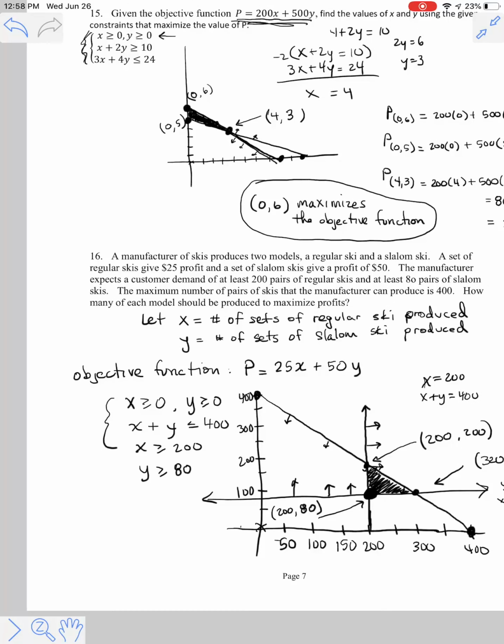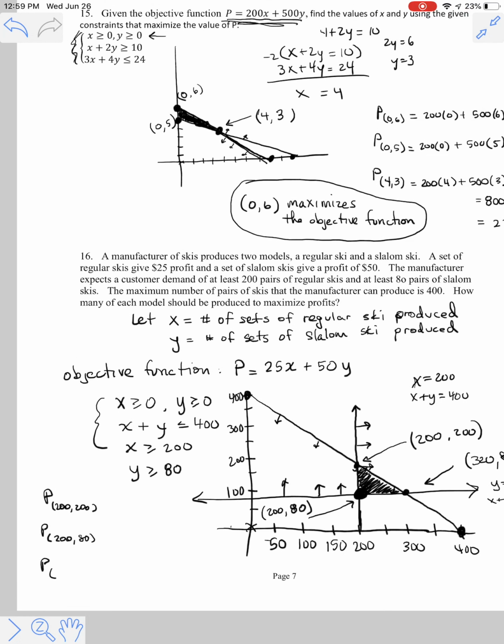So what we do, as with the last problem, once we have the vertices of the solution set, we figure out the value of our objective function at each of those vertices. So I need to find the value of P at the point 200, 200, the value of P at 200, 80, and the value of P at 320, 80.